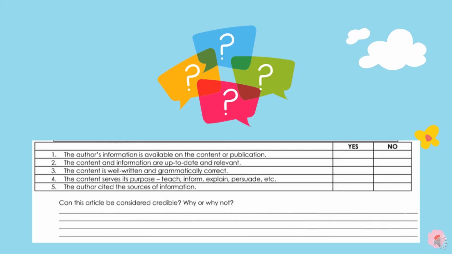2. The content and information are up to date and relevant. Yes or no? 3. The content is well written and grammatically correct. Yes or no? 4. The content serves its purpose: teach, inform, explain, persuade, etc. Is it yes or no? 5th, the author cited the sources of information. Is it yes or no? Okay, so can this article be considered credible? Why or why not? State your answer in the blank.